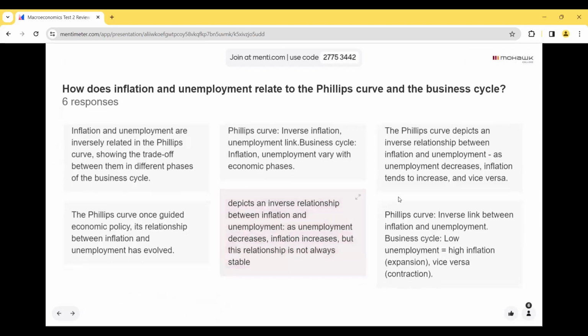The Phillips curve shows an inverse link between inflation and unemployment. In the business cycle, low unemployment equals high inflation in expansion, and vice versa in contraction.